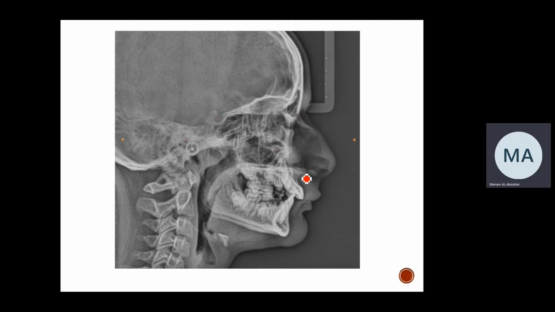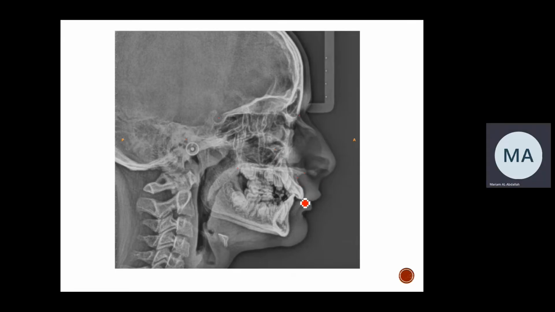Now next comes the most anterior part of the maxilla, ignoring the cartilage of the nose. Exactly here is the anterior nasal spine, and the most posterior part, guided by the pterygomaxillary fissure, is the posterior nasal spine, exactly here. Then we have the deepest concavity of the anterior surface of the maxilla. It's exactly here, and that represents the A point.